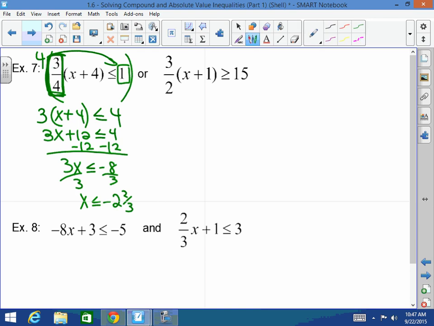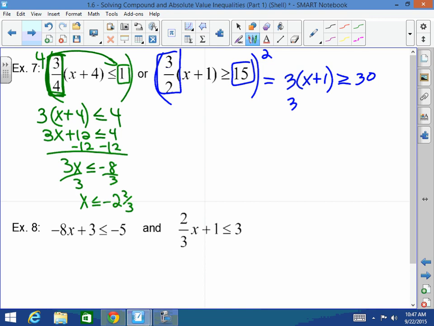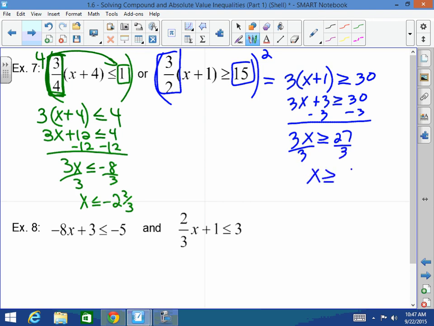On the other side of the coin, how do I solve for this? What's a nice easy way to get rid of that denominator of 2? Multiply by 2. What's getting affected here? The 3/2 and the 15 only. So 3/2 times 2 is 3 times (x plus 1), which is greater than or equal to 15 times 2, which is 30. 3x plus 3 is greater than or equal to 30. Subtract 3 from both sides. 3x is greater than or equal to 27. Divide by 3, and x is greater than or equal to 9.